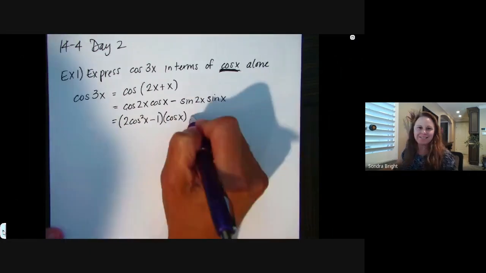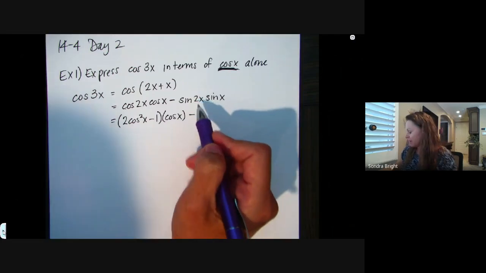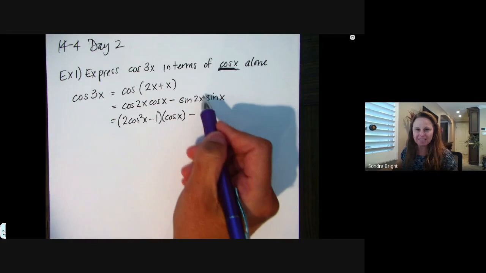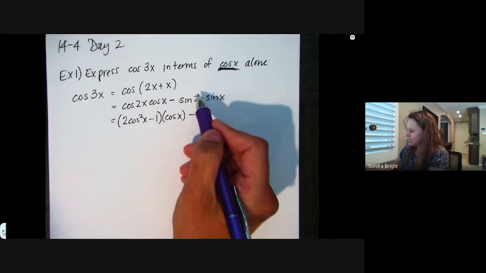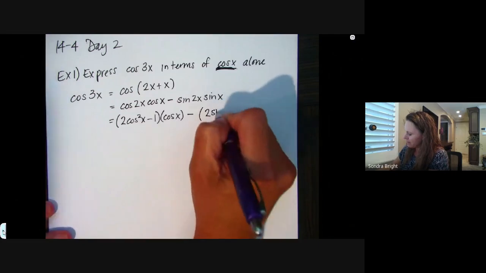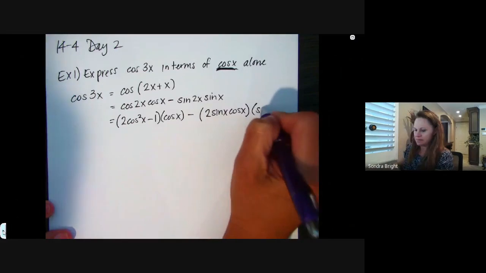Sine of 2x, it's in sine. I need it in cosine. Can't do anything about that yet, but I can at least get it into the correct angle. So 2x, I need it in terms of x, not 2x. And so we have an identity for that. That's 2 times sine of x times cosine of x. And then I still have times sine of x.